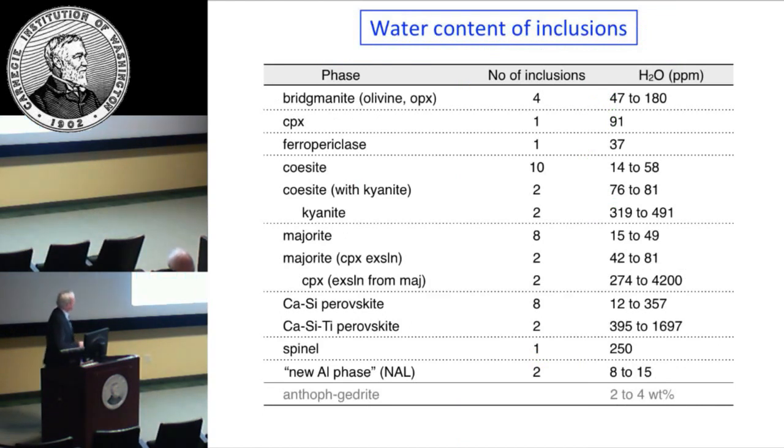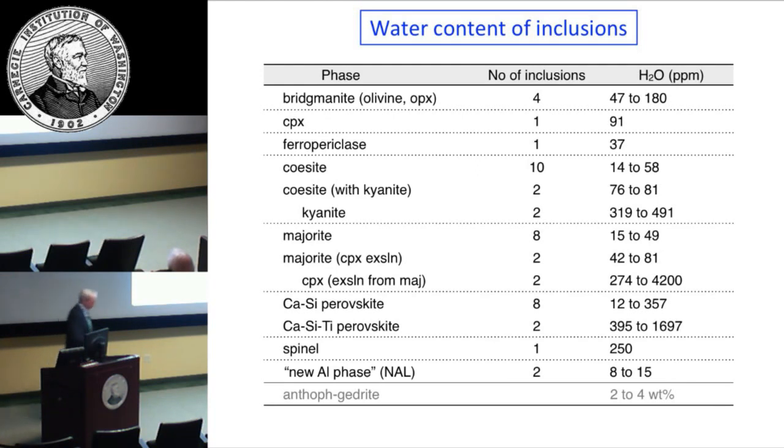Now the nice thing about this particular technique is you can look at any phase you can get under the ion probe beam. So instead of having to find a very special, unique grain, any grain that you can get into a polished diamond plate can be looked at. And so this is quite a few inclusions that have been looked at: bridgmanite, clinopyroxene, ferropericlase, coesite, majorite, calcium perovskite, calcium silicon titanium perovskite, spinel, and the new aluminum phase.